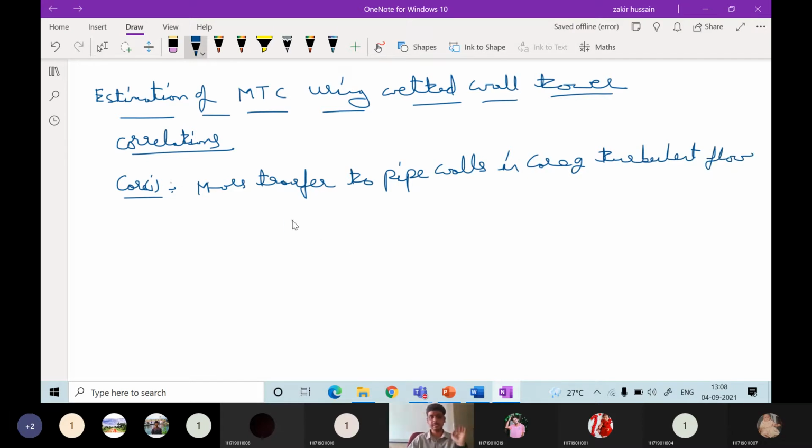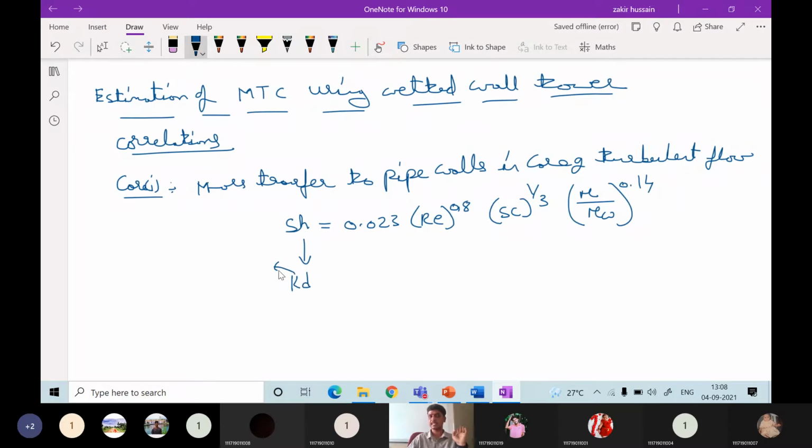That equation is applicable, which is Sherwood number, Sh, is equal to 0.023 Reynolds number Re to the power 0.8 and Schmidt number to the power 1/3 into the viscosity correction factor mu by mu_w to the power 0.14. Where Sherwood number is nothing but K d, in which K is the mass transfer coefficient and d is the diameter of the tube, divided by D_AB. K d by D_AB is nothing but the Sherwood number. D_AB you already know, this is the diffusivity.